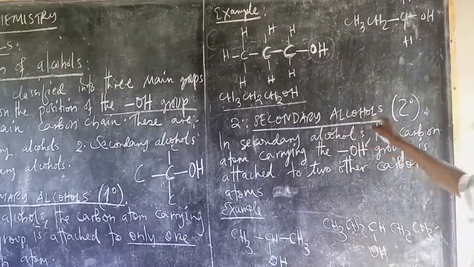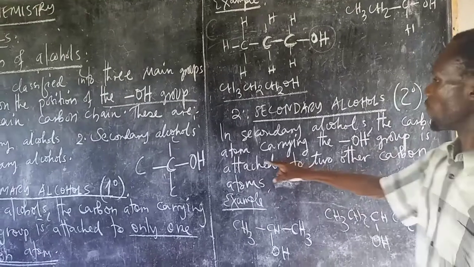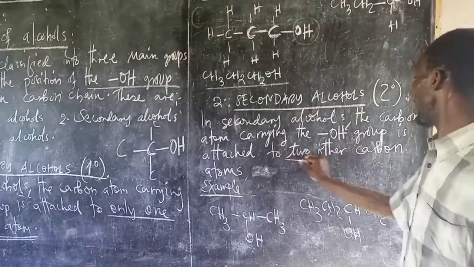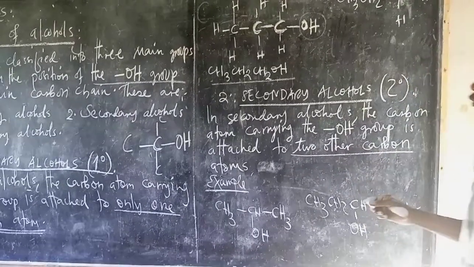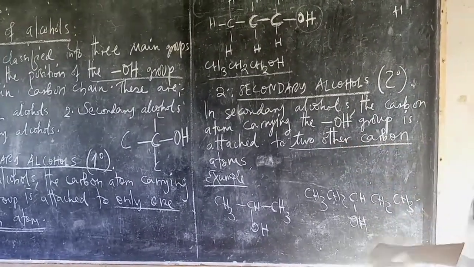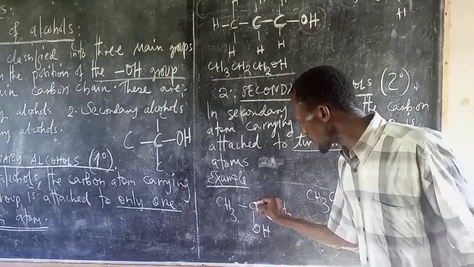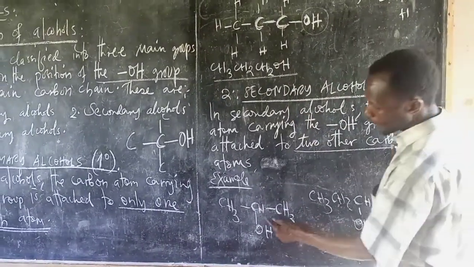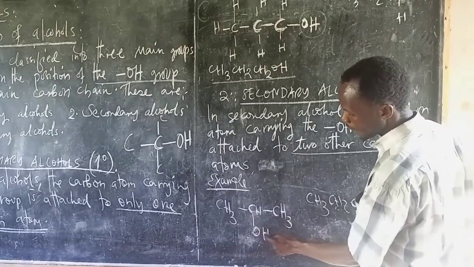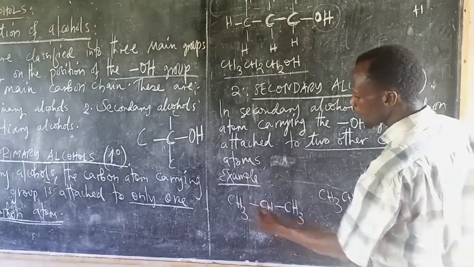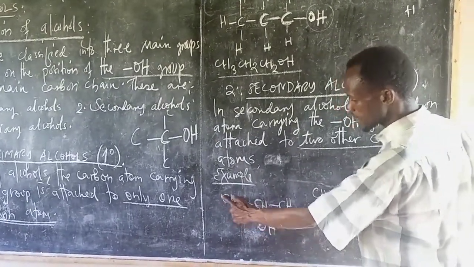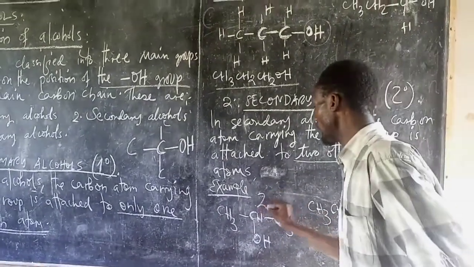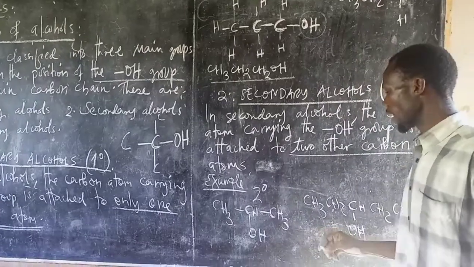And in a secondary alcohol, the carbon atom carrying the OH group is attached to two other carbon atoms, only two other carbon atoms. You may see, if this is an alcohol, this is called secondary, because the carbon that is carrying the OH group is attached to two other carbon atoms. One is here and the second is here. This is called a secondary alcohol, that is the second degree.